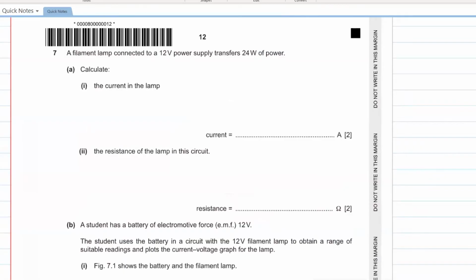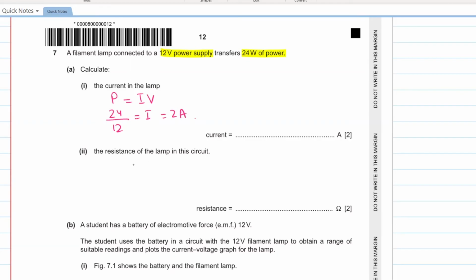A filament lamp is connected to a 12 volt power supply and transfers 24 watts of power. Calculate the current in the lamp. You have to calculate the current in the lamp. You will say what? Power is equal to IV. Power is 24, voltage is 12. Current comes out to be 2 ampere.